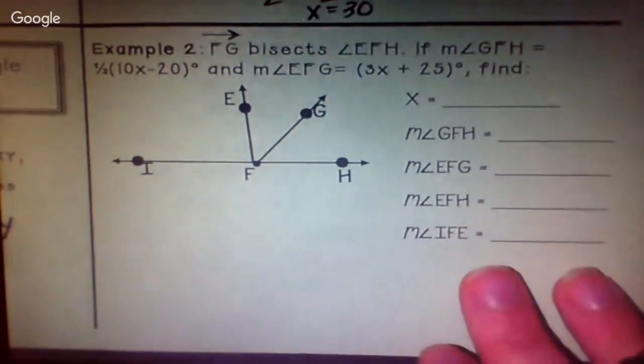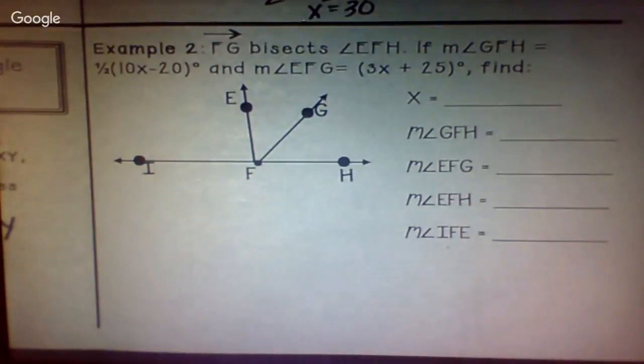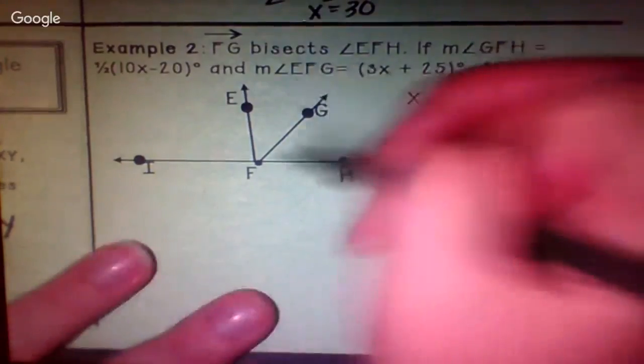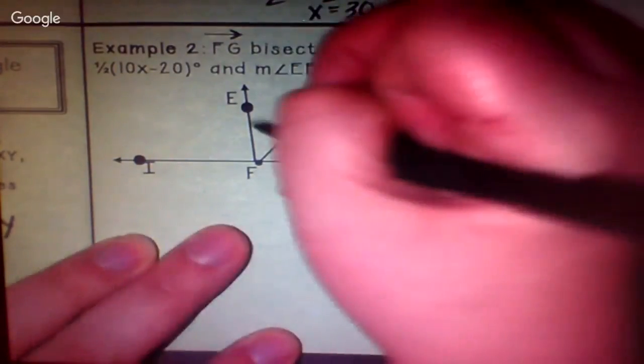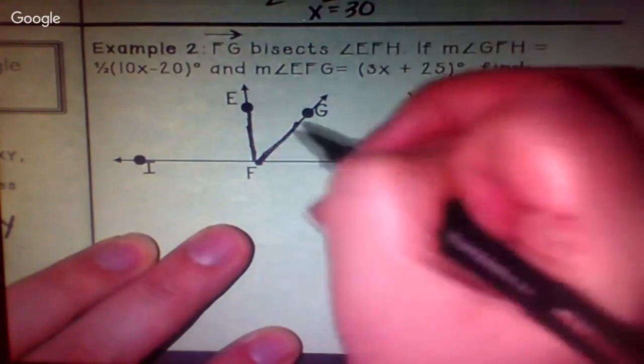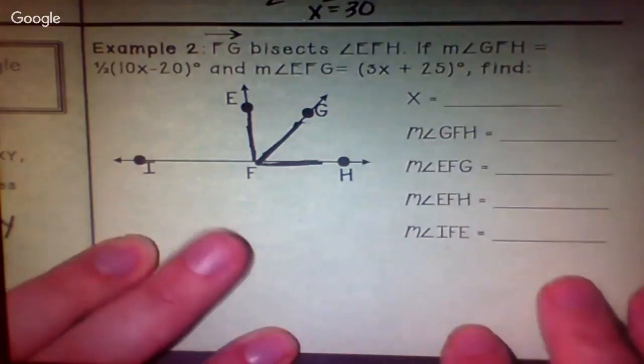Okay, so let's jump over to this example. It says FG bisects angle EFH. So what two angles are congruent then, if that happens? If FG bisects angle EFH, what angles are congruent? EFG and GFH. Good. If this line comes through and it bisects, that means that this angle right here and this angle right here are the same.